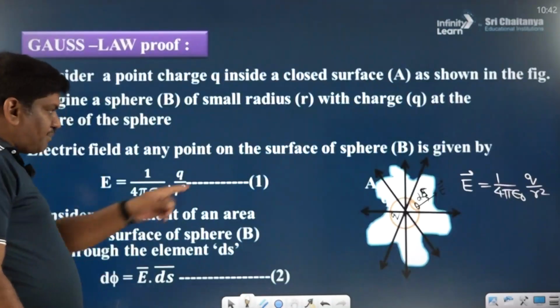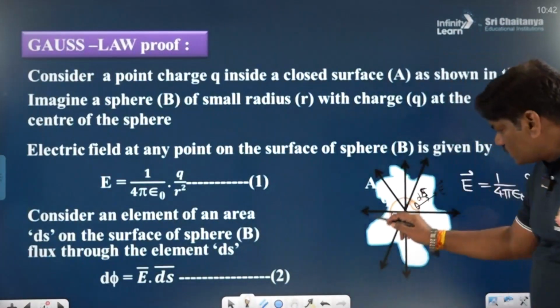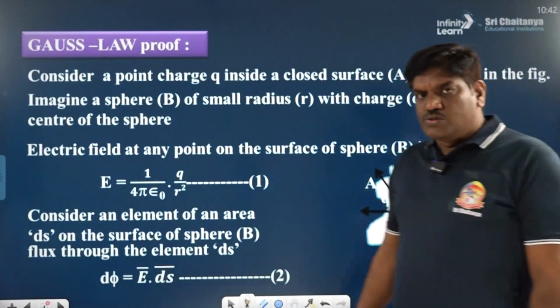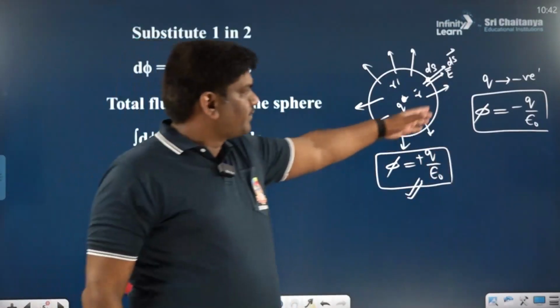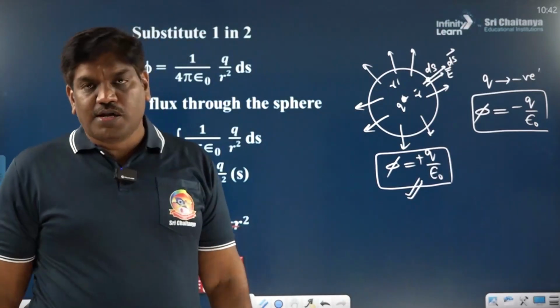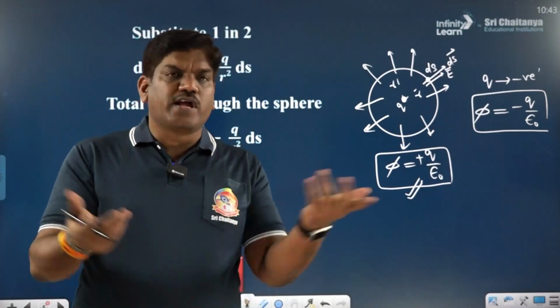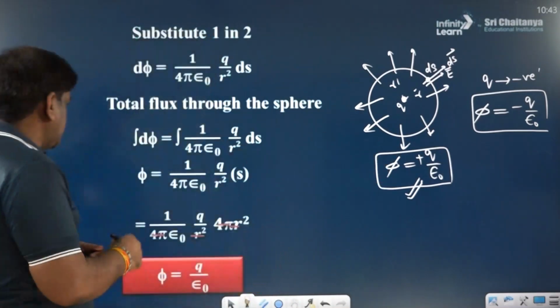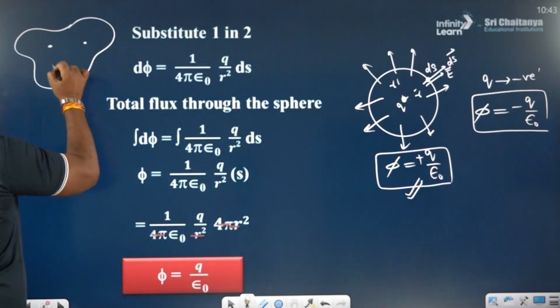Now, if you see the previous diagram, I showed you two surfaces. One is a spherical surface and one is some random surface. So you can ask me, sir, we have proved this for the spherical surface, where we get q by epsilon naught. But is Gauss law only valid for the spherical surface, or can we say that for any random surface? Suppose there is any random surface and there are some charges q1, q2, q3.